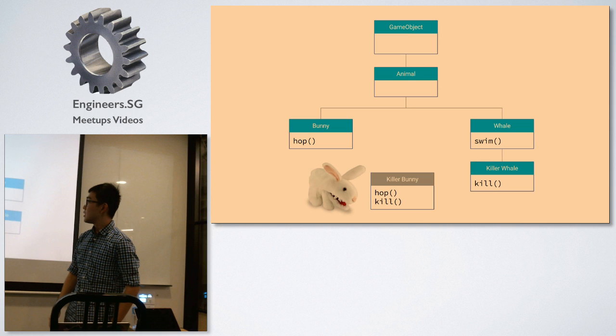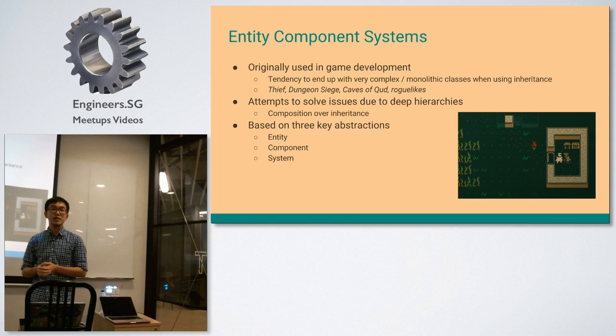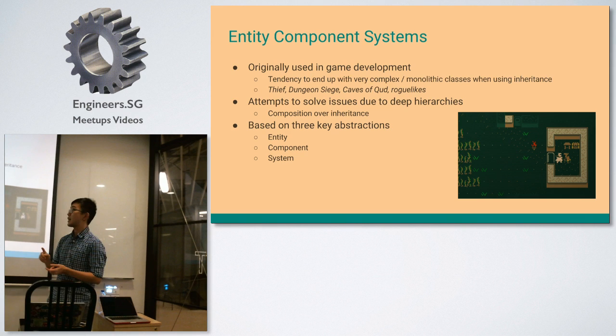Okay, so that was some of the drawbacks with traditional OOP inheritance style code. Next, I'll give you a brief introduction of what entity component systems are. So again, traditionally it's used in game development because of the problems we've seen. They tend to end up with very complex or monolithic classes when using inheritance, and again, has some issues associated with it. So some of the games that have used entity component systems include Thief, Dungeon Siege, Caves of Qud, a lot of games like roguelikes. And the point of the design pattern is it attempts to solve the issues that you've seen in the previous slides. And this design pattern is based on three abstractions: an entity, the component, and the system, as the name suggests. So I'll be briefly going through all these three key abstractions in the next section.